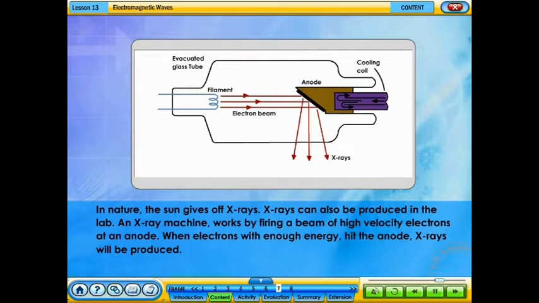In nature, the sun gives off X-rays. X-rays can also be produced in the lab. An X-ray machine works by firing a beam of high-velocity electrons at an anode. When electrons with enough energy hit the anode, X-rays will be produced.